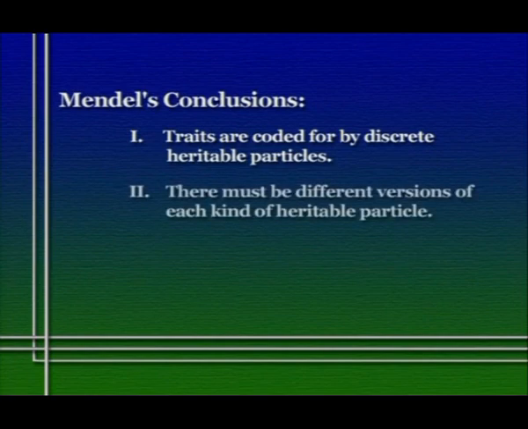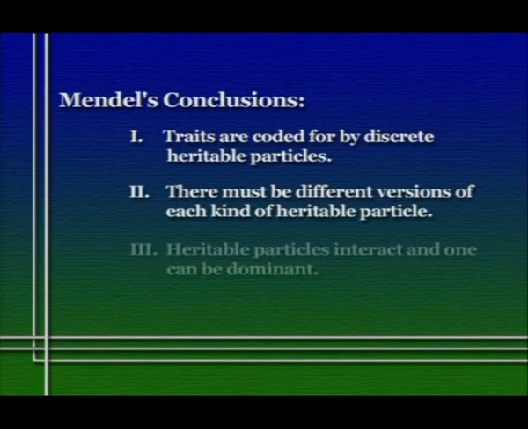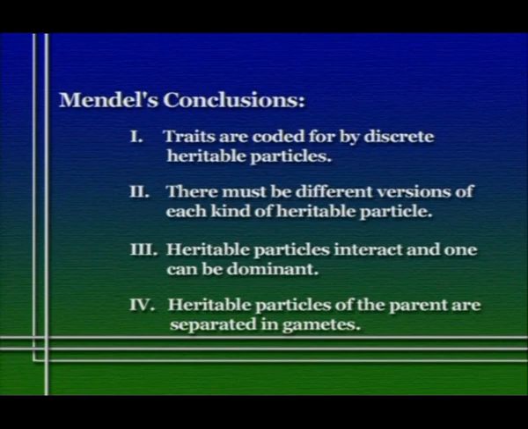Second, Mendel deduced that there must be different versions of each of these kinds of heritable particles, in other words, what we call different alleles for each gene, and he concluded that every individual has two such heritable particles, two alleles for the gene within them. Third, Mendel realized that alleles can interact with each other. Specifically, he identified the fact that one allele might be dominant over the other allele. And finally, Mendel figured out that the two alleles a parent has are separated into different cells when gametes are formed, an observation that we refer to as Mendel's law of segregation.